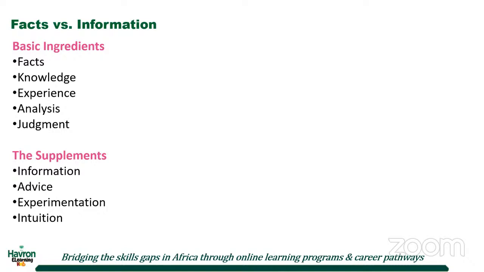So decisions combine facts and theory. There are choices we make after considering how we interpret the event. So we observe. We can consider facts as basic ingredients and information as supplementary to the facts. The basic ingredients here are facts, knowledge, experience, analysis, and judgment. The supplement, which serves as information here, includes information, advice, experimentation, and intuition.